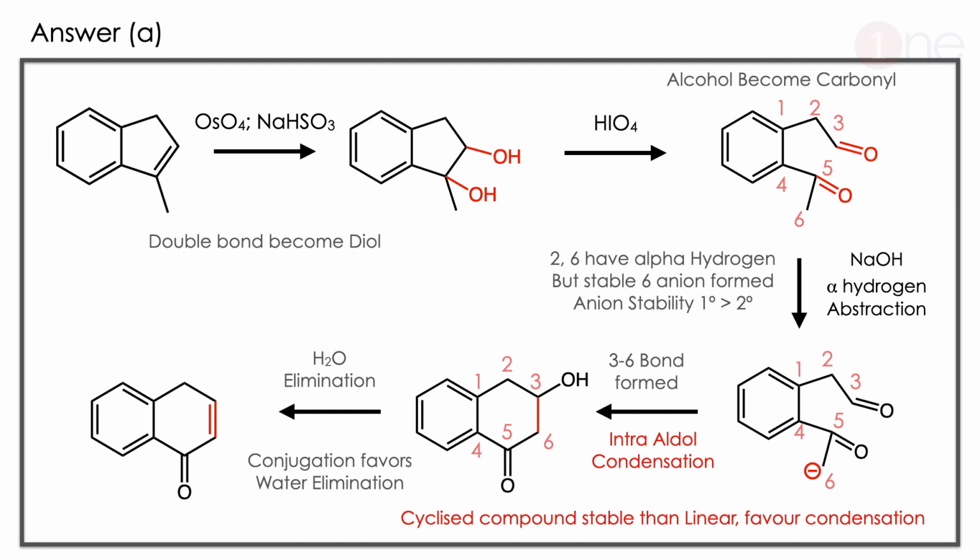Then we are using hydrogen iodide. Hydrogen iodide is very selective, it will convert OH into C double bond O. So here the diol becomes a diketone group. Then the diketone is there. Then you are using the base.